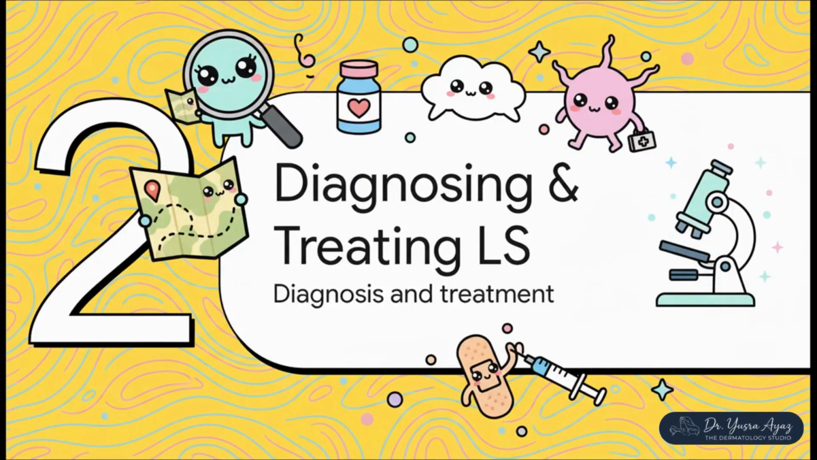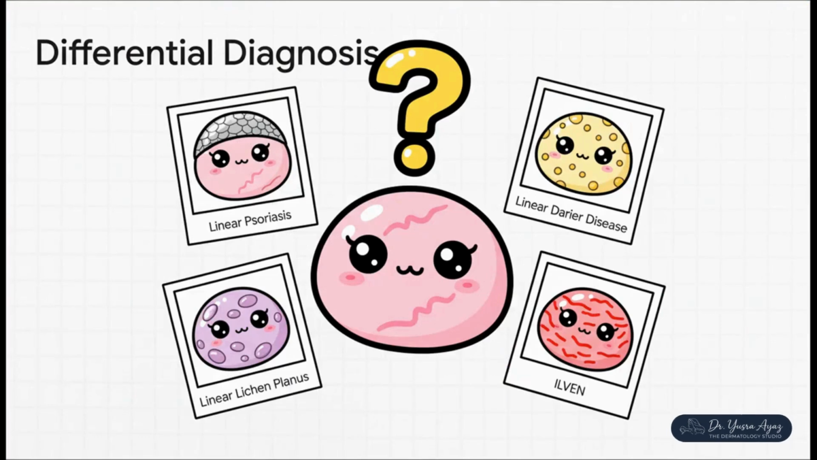All right, that brings us to Section 2, Diagnosing and Treating Lichen Striatus. Now that we know what it is and what it looks like, how do doctors actually confirm it and then figure out the best plan of attack? You'd think with that distinct line, diagnosis would be a slam dunk, right?